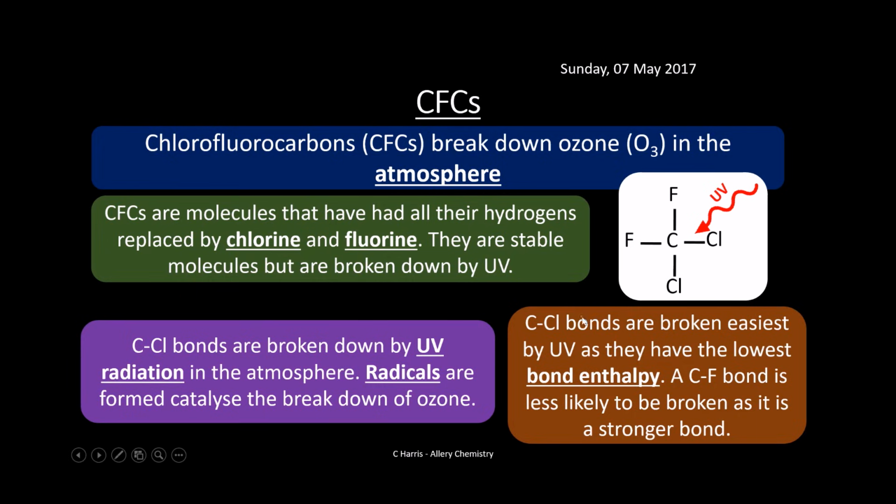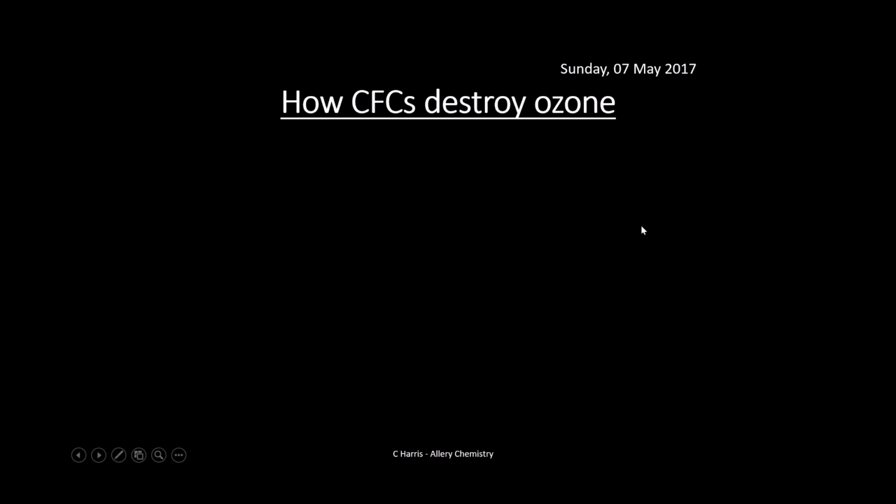So the C-Cl bonds are broken easiest. Okay, so these ones are easier to break than the C-F bonds, because they have the lowest bond enthalpy. Remember from the previous slide. So a C-F bond is less likely to be broken because it is a stronger bond. So you just need to know that we form these radicals, and it's UV that breaks down these CFCs.